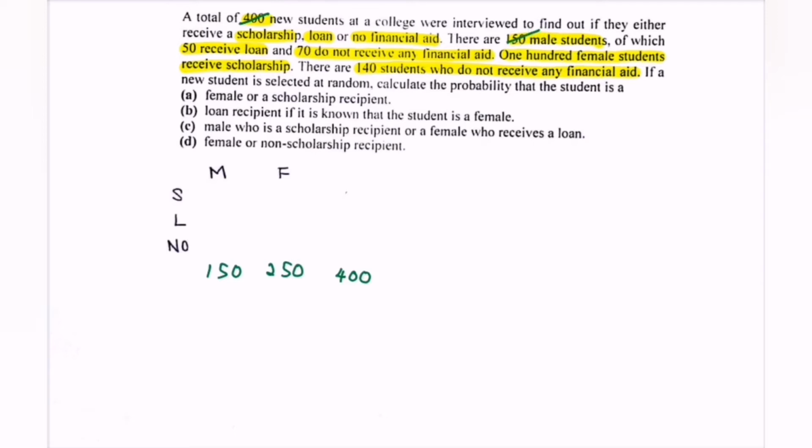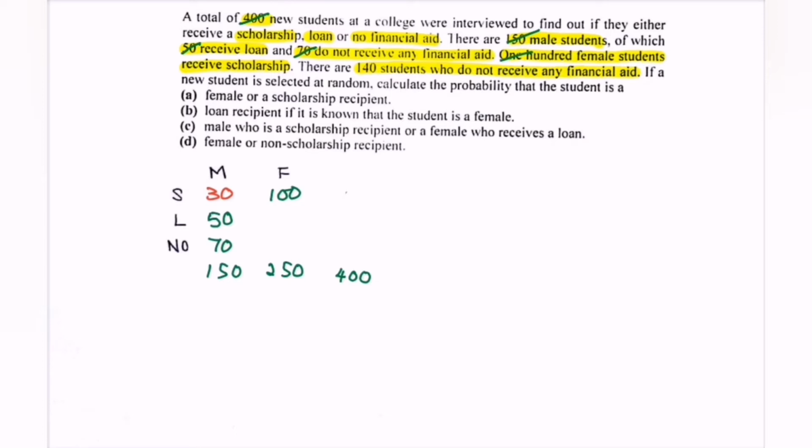From the 150 students, 50 receive loan. And then we got 70 do not receive any financial aid. So from here, we notice that 150 is the total. So what we have is 30 is scholarship for the male. Continue. 100 female students receive scholarship. So they mentioned 100 female receive scholarship.